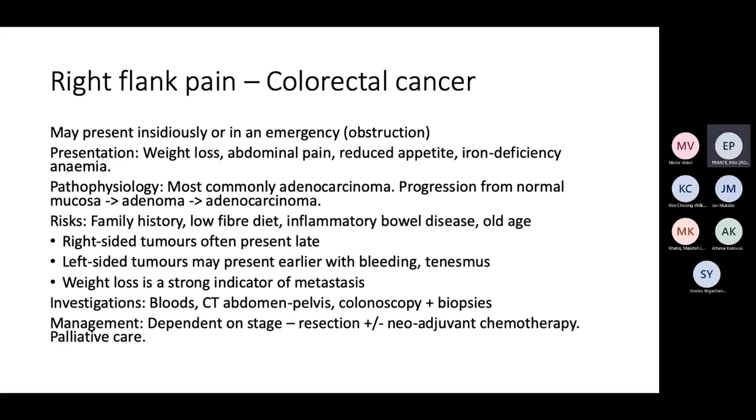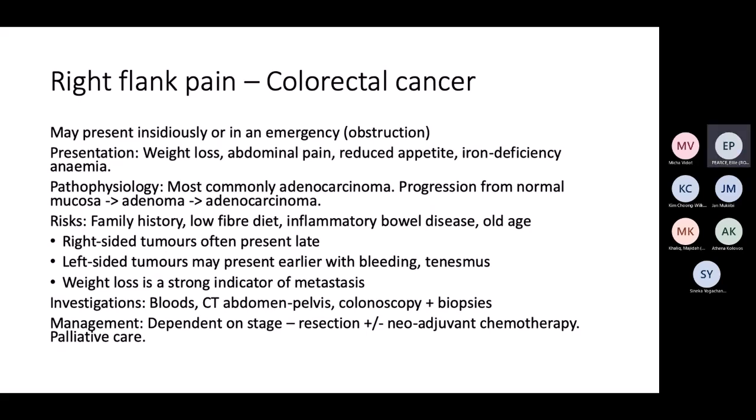So often this presents insidiously, with things like weight loss, unexplained iron deficiency anaemia, reduced appetite, but quite often, I think it's about a third of cases, patients can present as an emergency, so with an obstruction. The pathophysiology of most colorectal cancers is the normal mucosa to adenoma to adenocarcinoma sequence. And risks include family history, low fibre diet, a history of IBD, and being older.